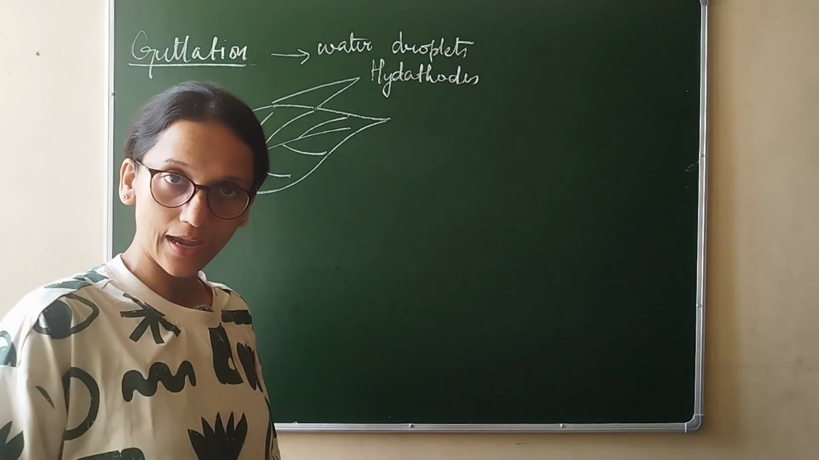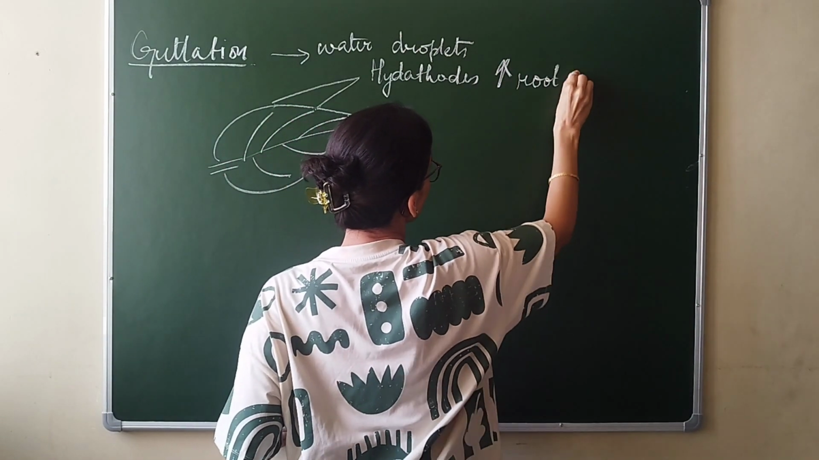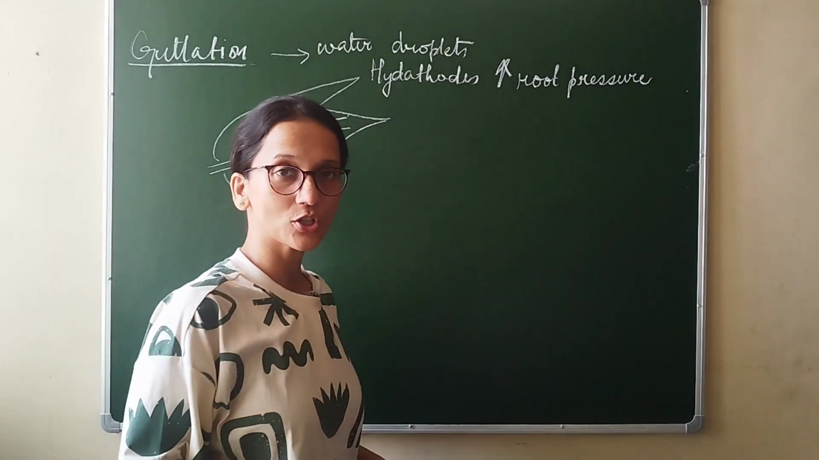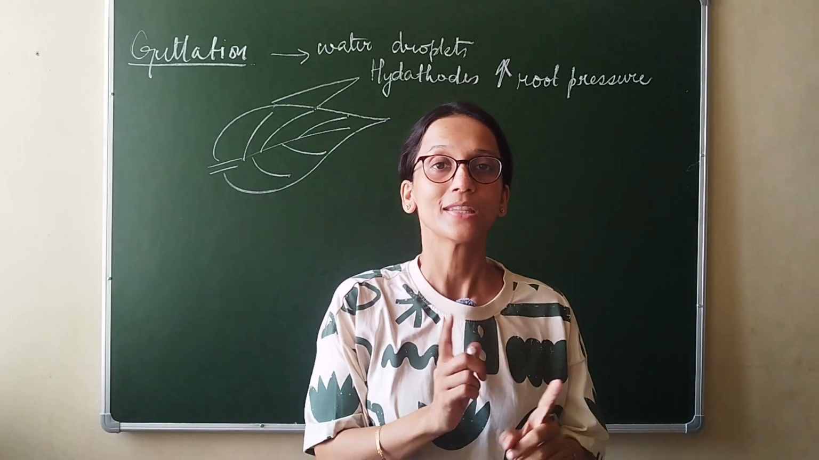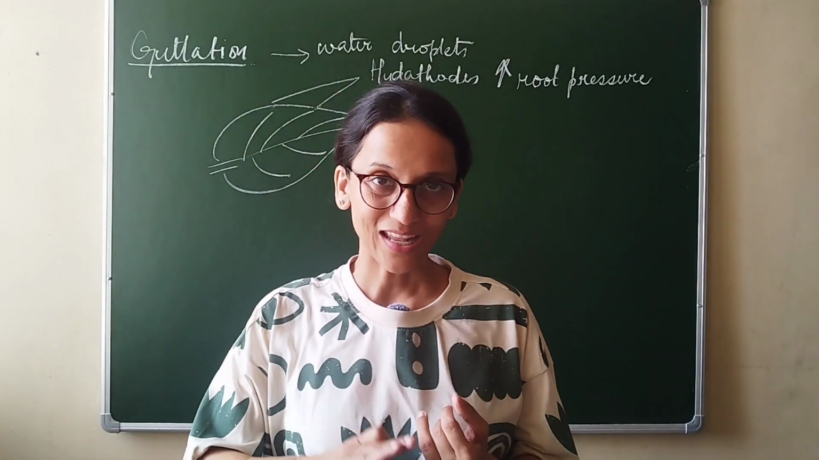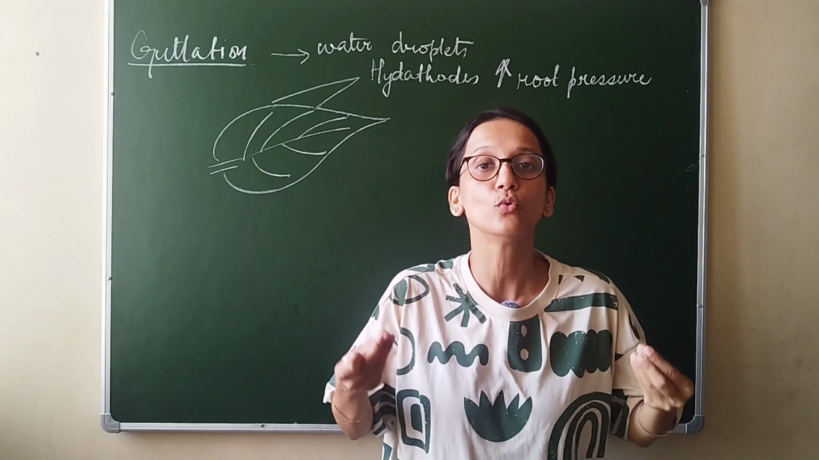And why is this happening? This happens because of increased root pressure. I have already discussed that root pressure is that pressure which gets developed in the root cells due to osmosis of water. So guttation and transpiration are various ways by which a plant can lose water.